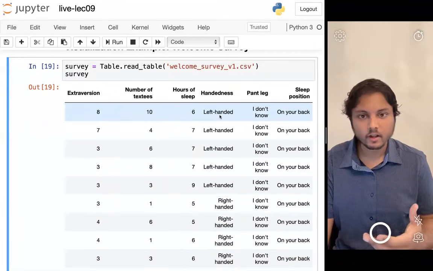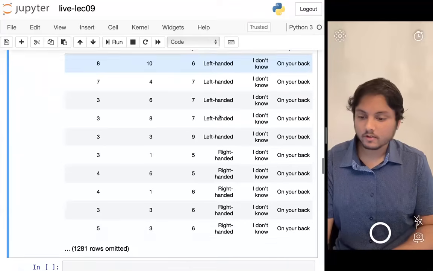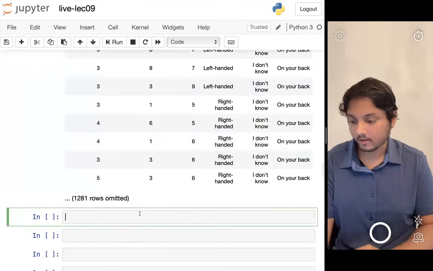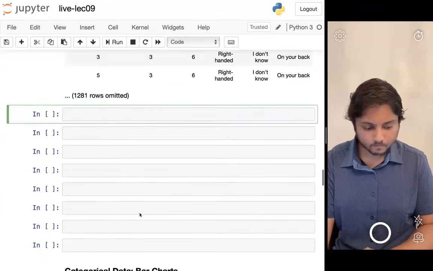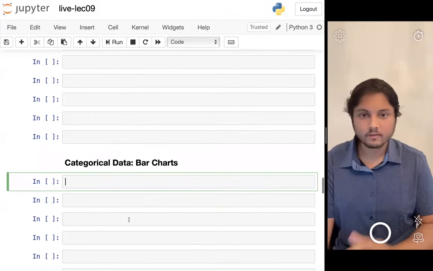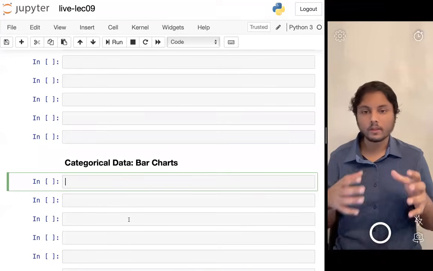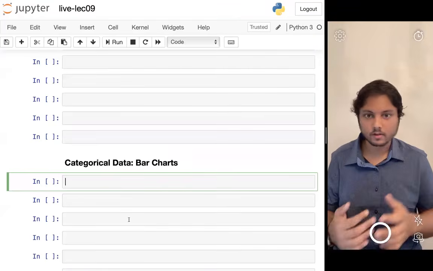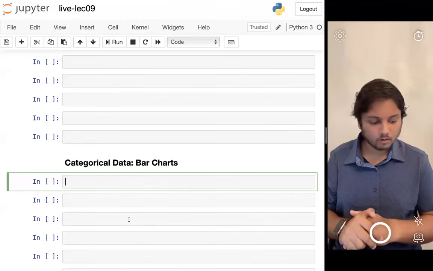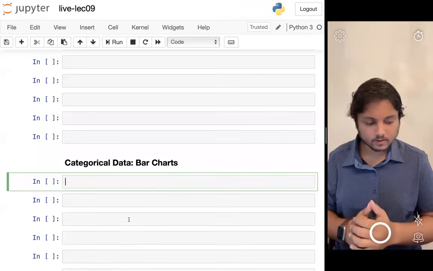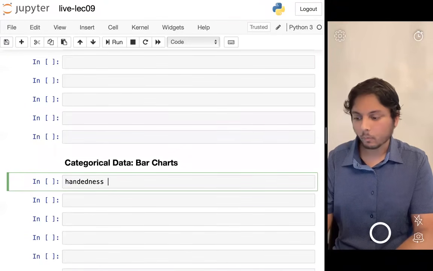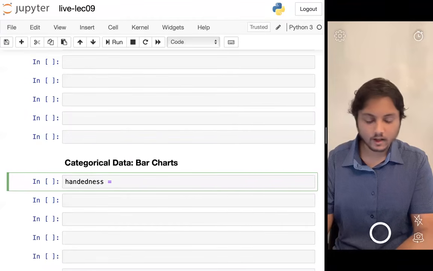And so we'll visualize different distributions right now, just to give you a sense of how we can use these charts in practice. So first thing we can do is let's try to visualize some categorical data. Remember, with categorical data, you use bar charts, whereas with numerical data, you use histograms. So for categorical data, let's look at handedness. Let's say we're curious about the distribution of handedness in the class.